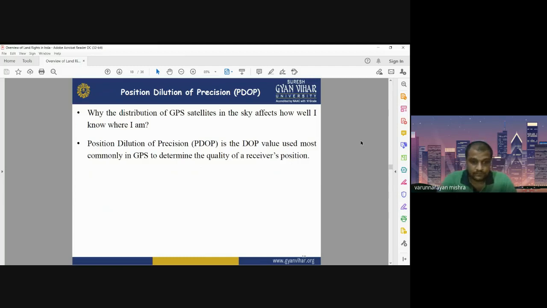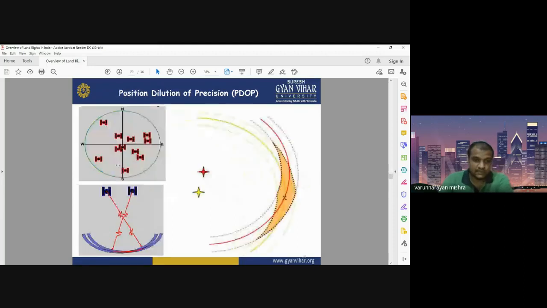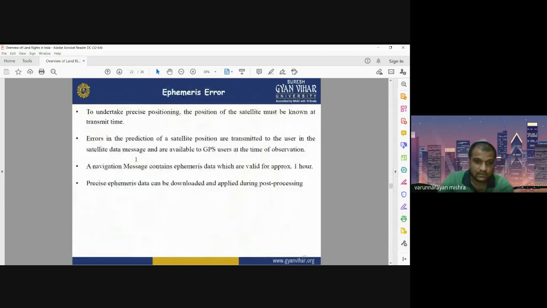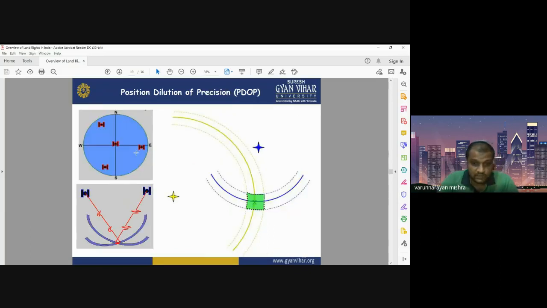Here you see, ideally these kinds of constellations should be there. And positional dilution of precision means your satellites should be well distributed all over the space. It's not like they will be on the same side, like here you see. Okay, here most of the satellites are very close to each other. They are closely positioned with each other. But here, where the satellites are well distributed, they have good separation. They have good distance from each other. Their position is very good to get better accuracy.